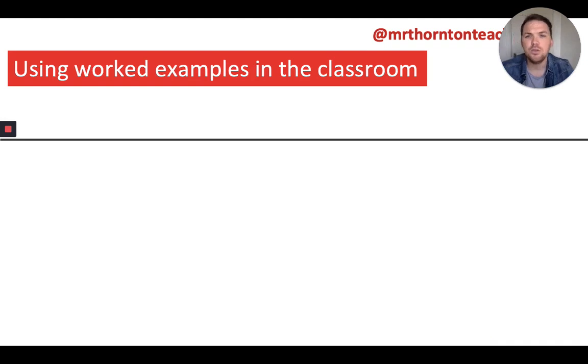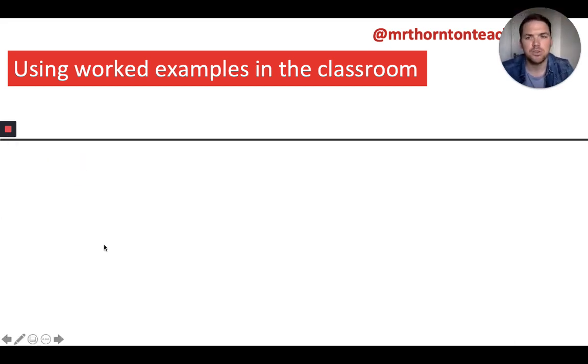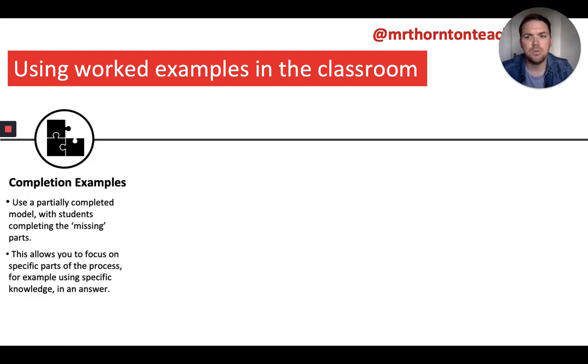So how do we use worked examples in the classroom? I've got a couple of general strategies here that are really useful. Firstly, completion examples. Rather than getting students to do a full paragraph or a full answer themselves, they complete a partially completed worked example, a model, and they complete the missing parts. And that allows you to really hone in on certain areas that you want students to improve on.